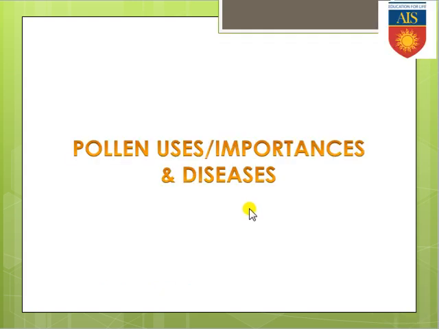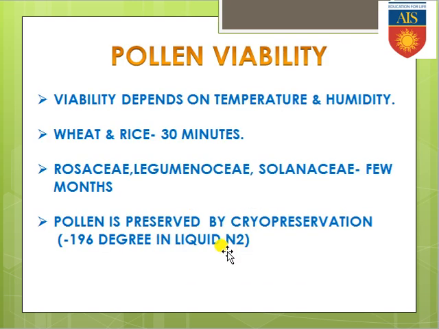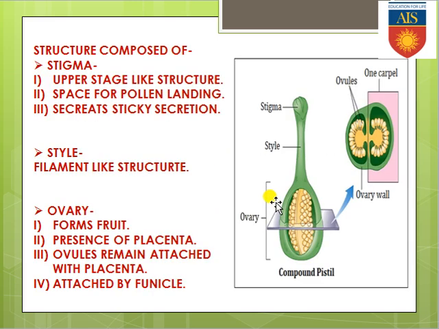Next we have discussed the uses of the pollen grain as well as the types of diseases that can happen from the pollen grain. Next we discussed how long the pollen remains viable, which obviously depends on factors like temperature and humidity. In case of some plants, how much pollen viability can be found, that also we have discussed, and how cryopreservation helps in maintaining the viability. Next we have discussed the structure of pistil. There are three portions: stigma, style and ovary. Their basic structural configuration we have discussed.